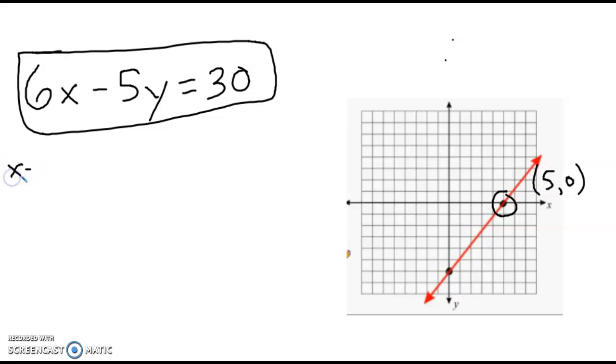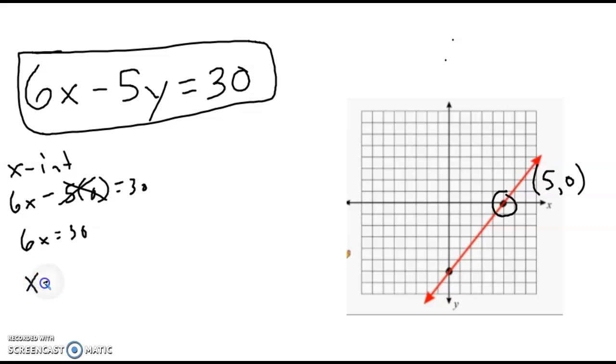So if we're looking for our x-intercept, we know that y is equal to 0, so we can plug 0 in for y. So we have 6x minus 5, not times y, but times 0, and that's equal to 30. Well, we know anything times 0 is 0. So really, this ends up canceling out, and we're left with 6x equals 30, and then we can solve for x. We divide both sides by 6, and 30 divided by 6 gives us 5. So x equals 5. So what this tells us is the x value in the ordered pair here is 5.